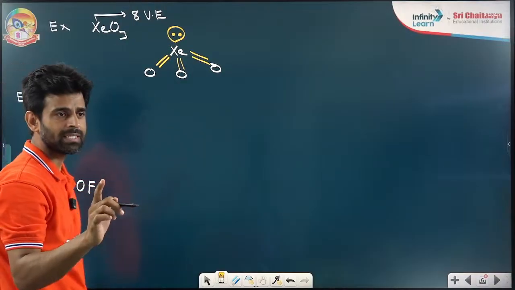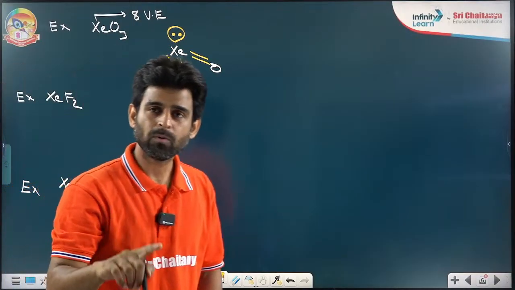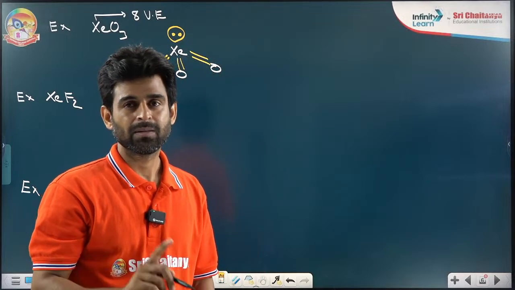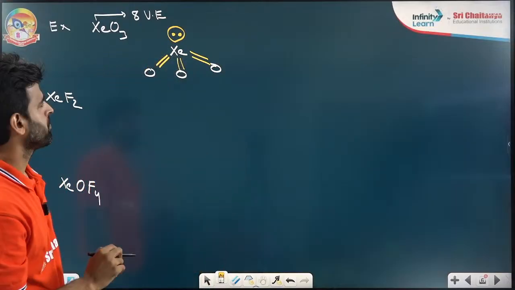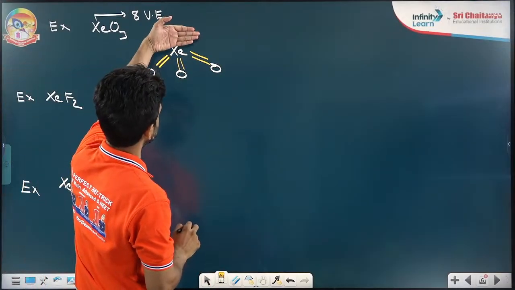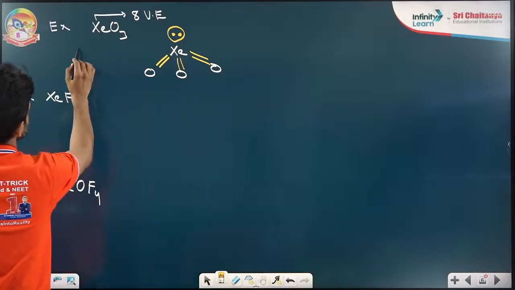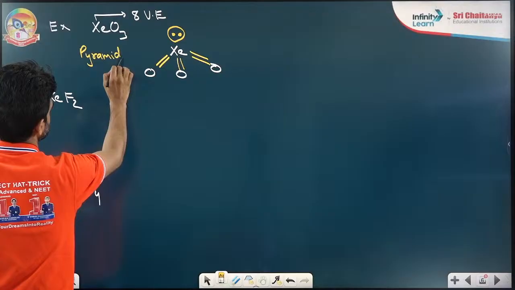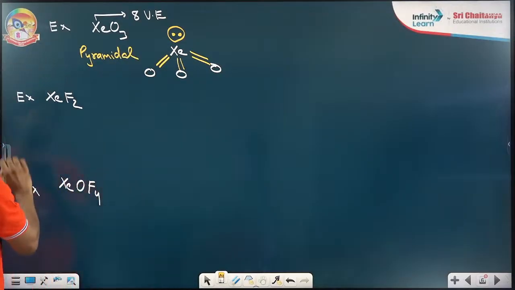As I told, in deciding the shape, sigma bonds and lone pairs are helpful. Okay? Pi bond will not decide it, right? So this is which shape? This is pyramidal shape, right? It is pyramidal shape. Clear? The next thing is XeF2 again.